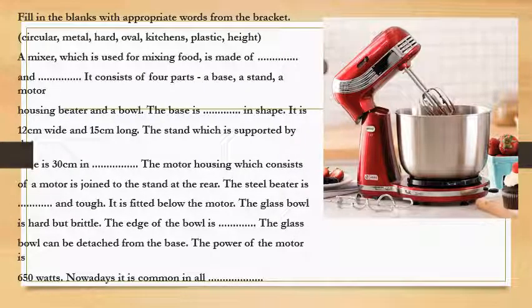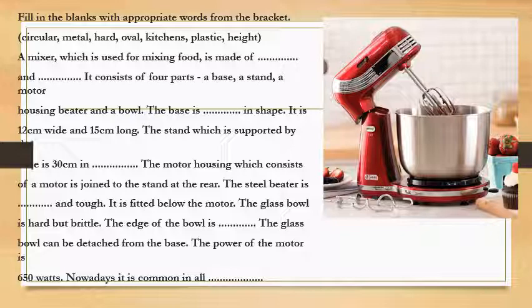So here fill in the blanks with the appropriate words from the bracket. You are going to describe a mixer. You can see the picture of a mixer in the slide. It's used for mixing batter of cakes, for mixing the dough of bread, etc.